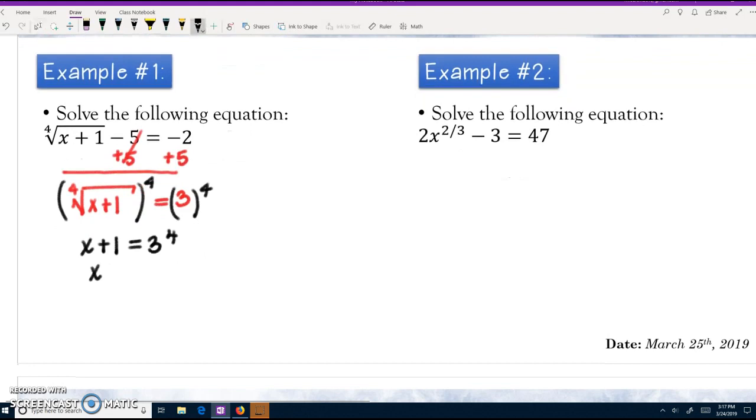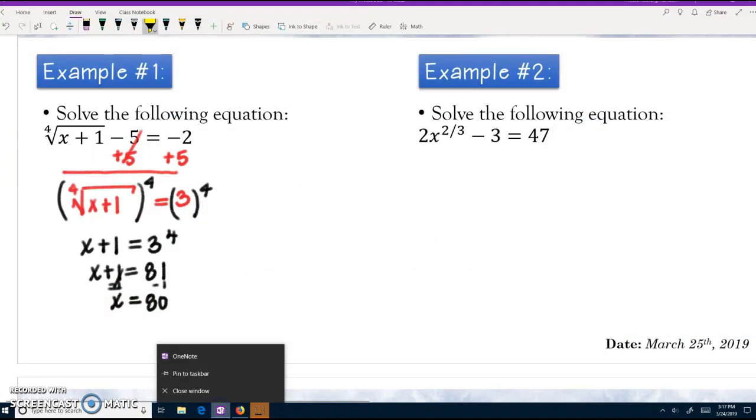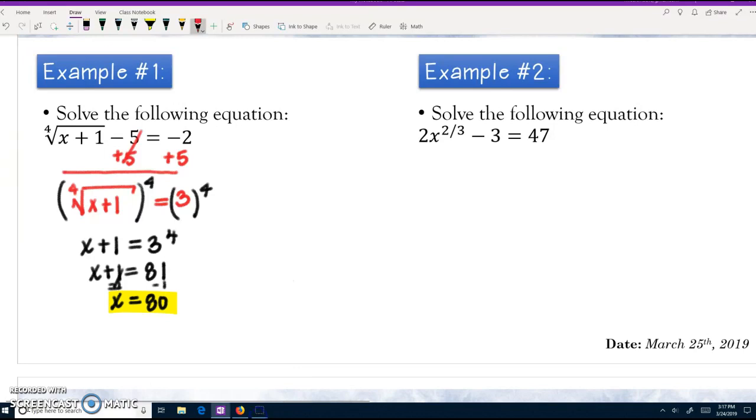This should be on your perfect powers page, but if not, you can certainly use your calculator here to find that 3 to the 4th is equal to 81. Then I can subtract 1 over, so I can subtract 1 here, and 81 minus 1 is going to give me a solution of x is equal to 80. And that's my final answer there.